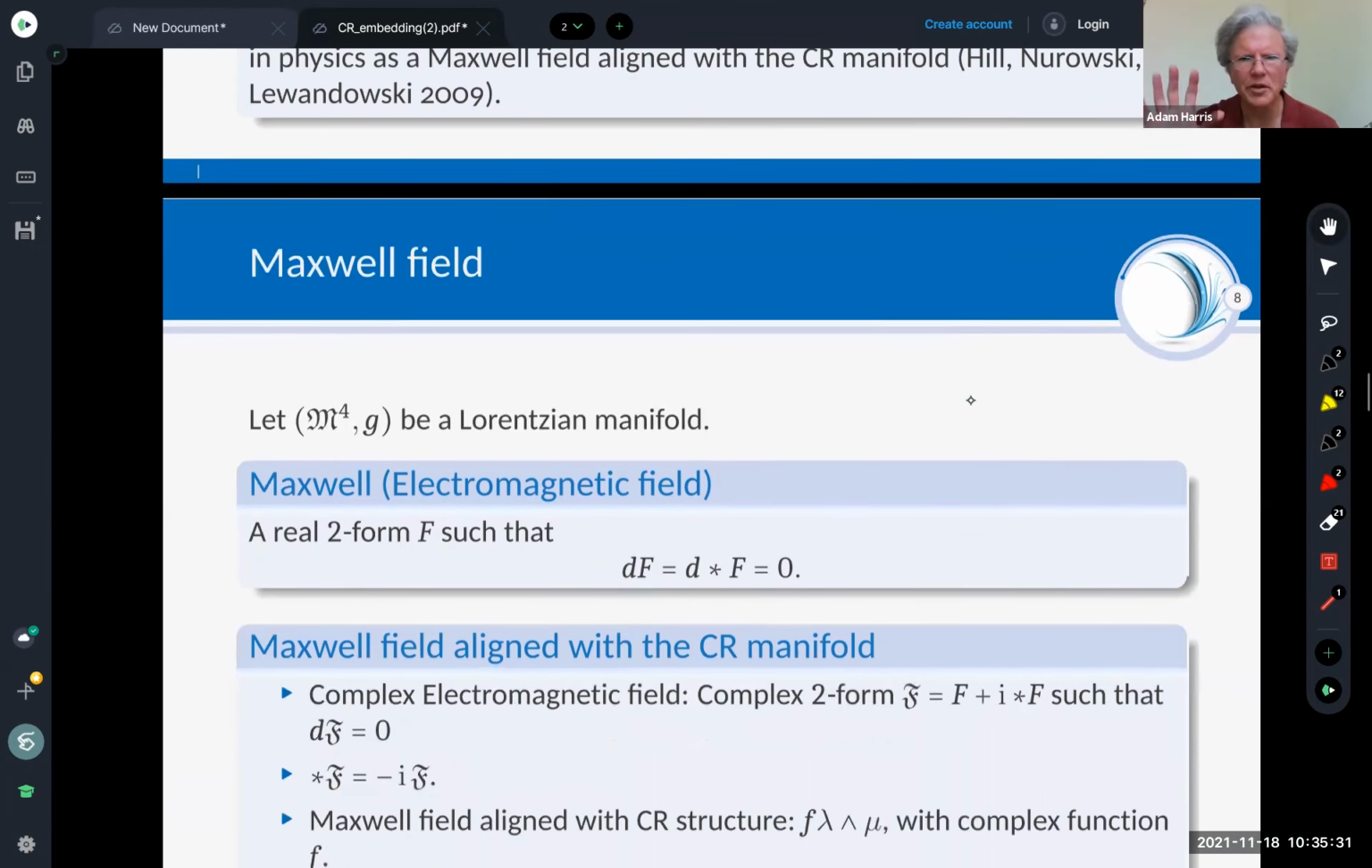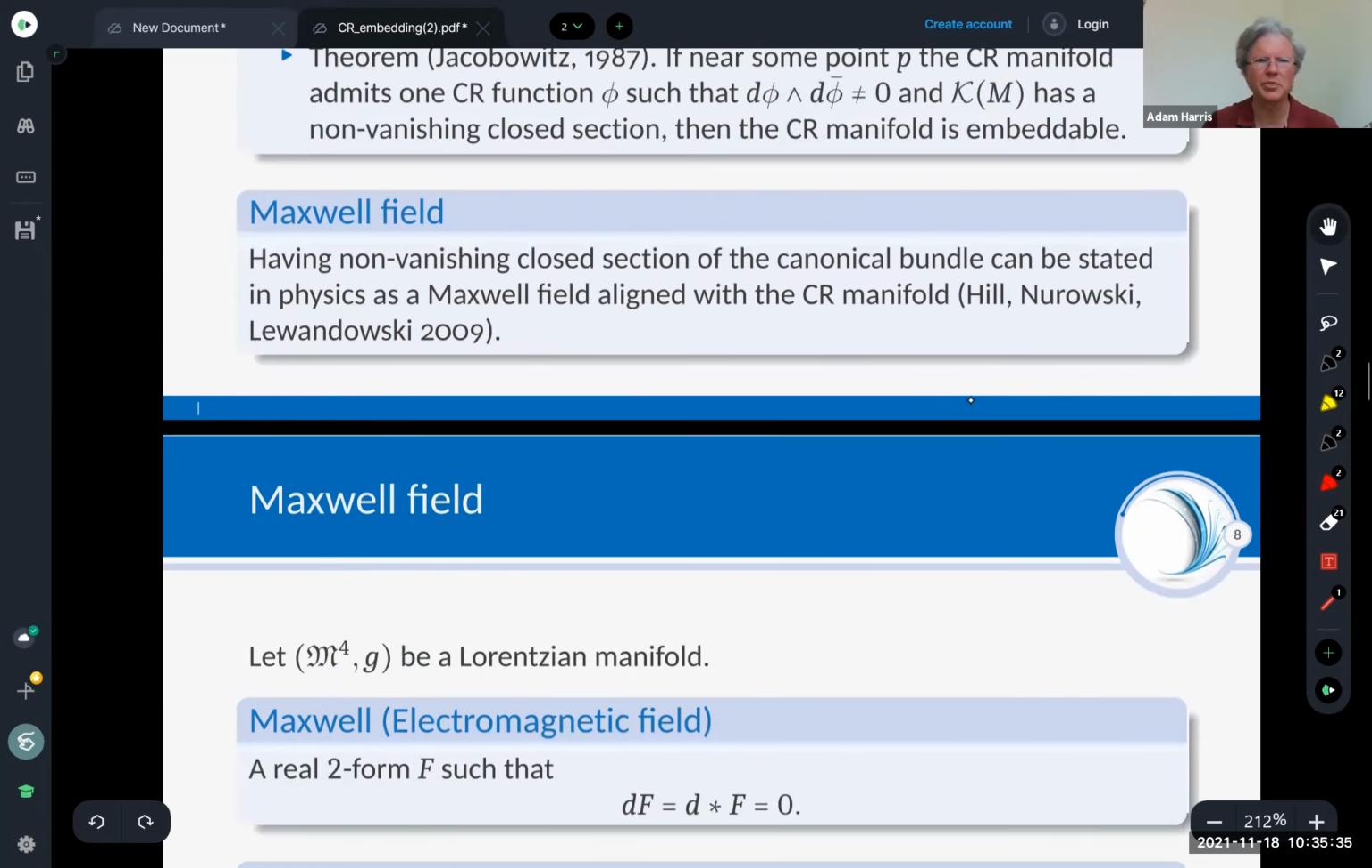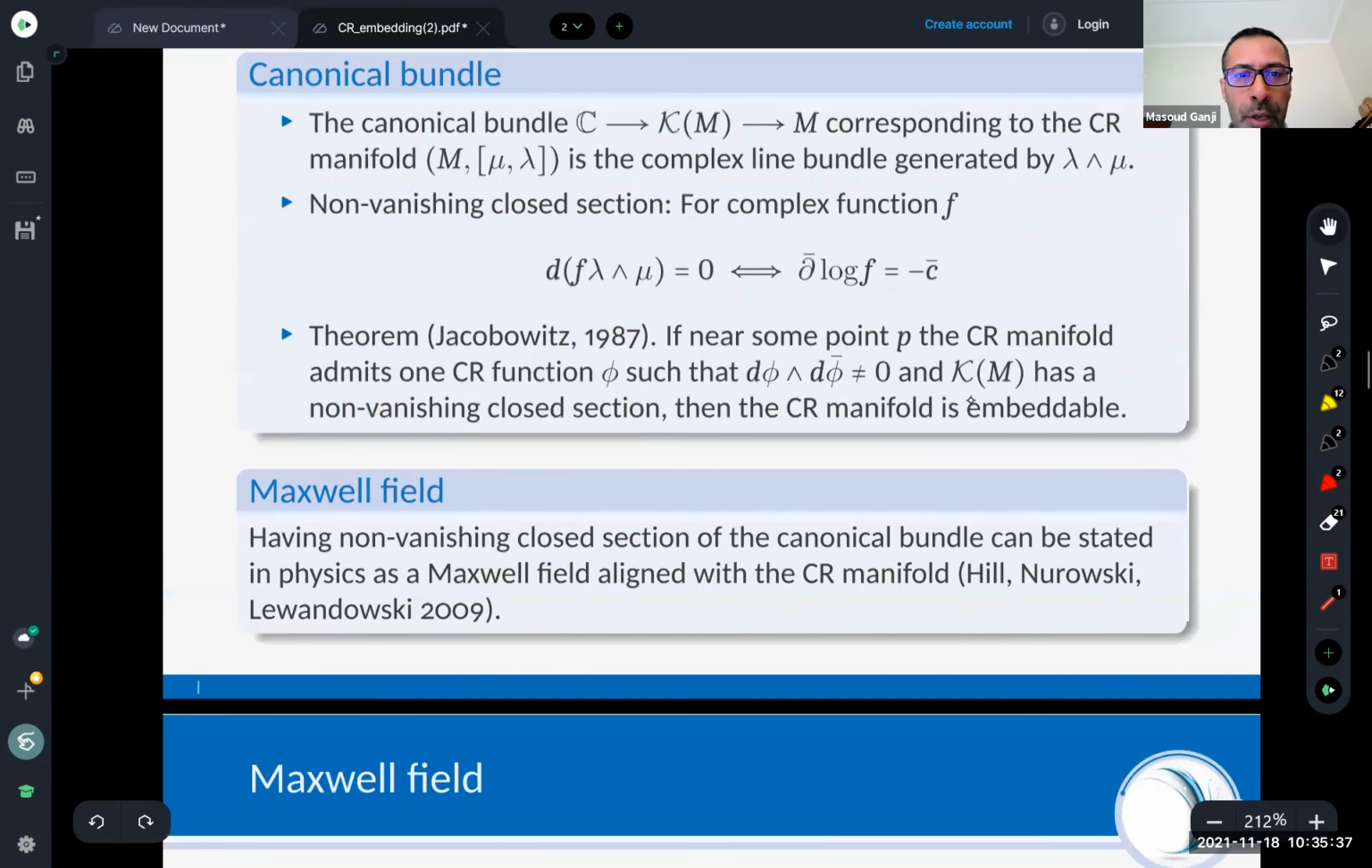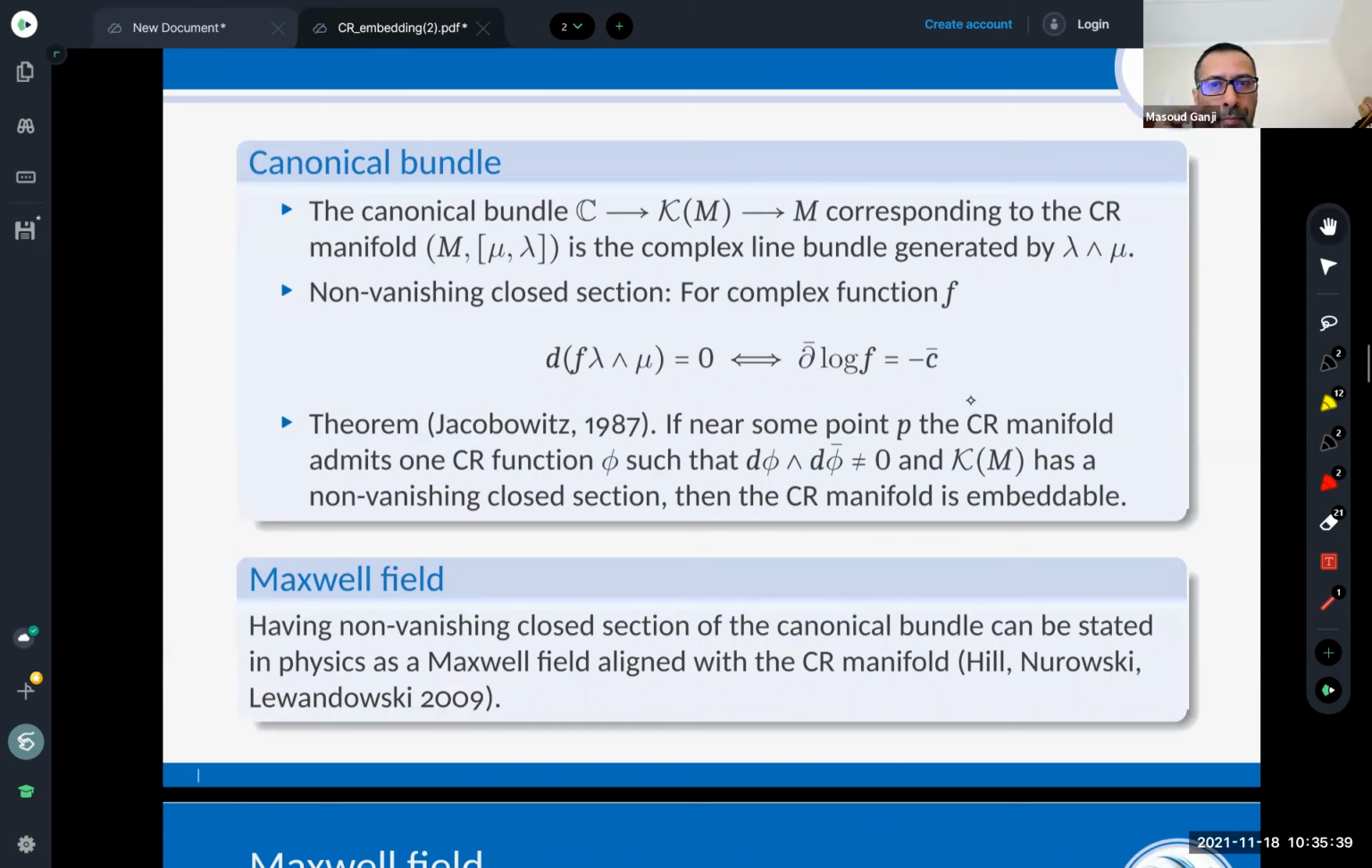So, Masoud, can I please ask a question too? If you could just back up to the previous slide. This one? Yes, this one. Now in that window there with the canonical bundle, are you saying that the second bullet point, where there's a complex function f satisfying that relation, is a necessary and sufficient condition for the existence of a non-vanishing closed section? Yes.